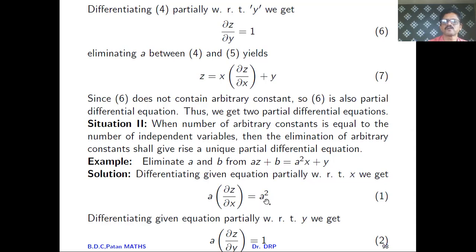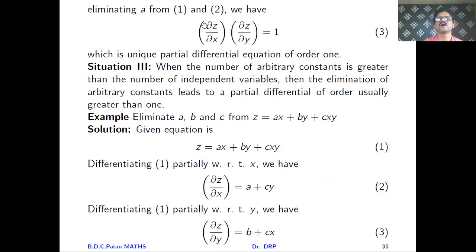Delta z by delta x equal to a, and you put the value of a as 1 upon delta z by delta y and take the cross multiplication. It gives the partial differential equation delta z by delta x into delta z by delta y equal to 1, which is a unique partial differential equation of order 1. What is the third situation?